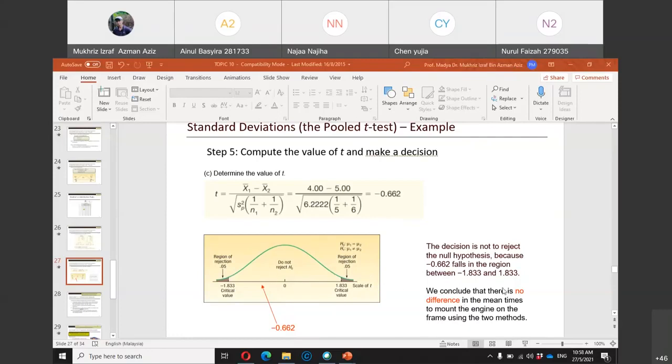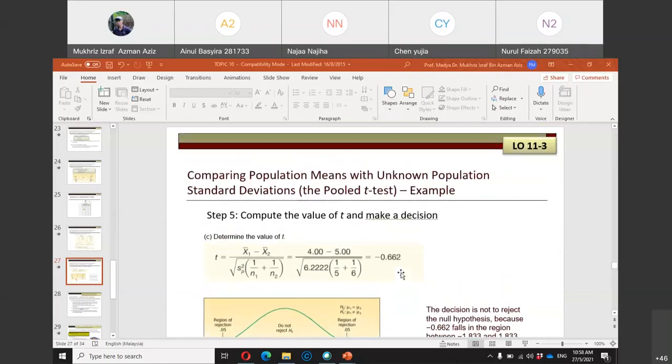So you can see here clearly, negative 0.662 is outside the area of rejection. So we do not reject. Okay, do not reject H0. So in the third part, because we do not reject, again, go back to your H1.